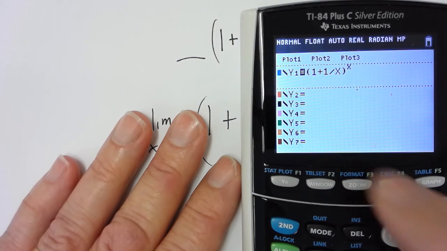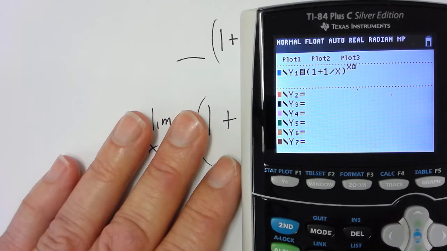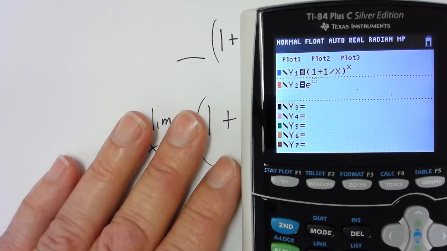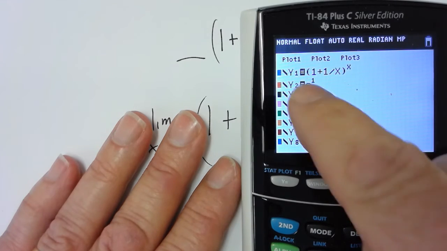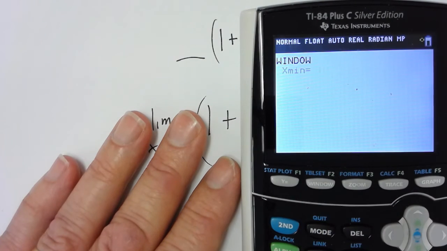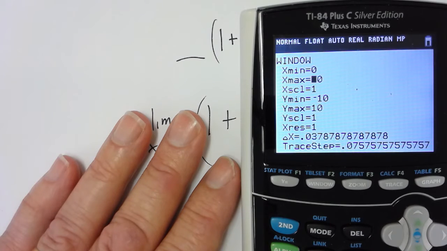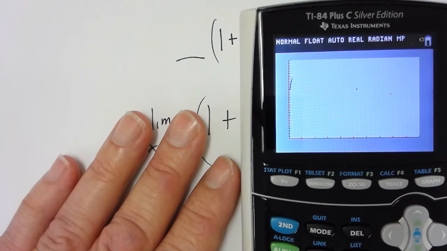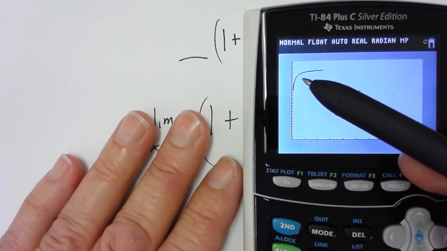So we're going to now compare that to the actual e, the 2.71. So we have second e to the first power. So that's a constant. And we'll see how these become each other for larger numbers. Window, we're going to go from 0 to 100 on the x, scale of 10, and 0 to 3, because e doesn't get any more than 3, and a scale of 0.1. And graph. So there's the 1 plus 1 over x to the x power.